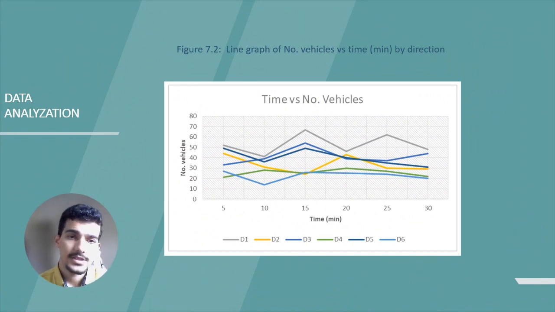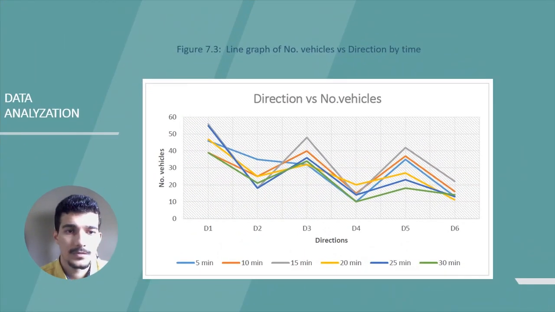So figure 7.2, we have the line graph of number of vehicles, time by direction. As you can see, the time should be in minutes. And for figure 7.3, we have the line graph of number of vehicles, direction by time.